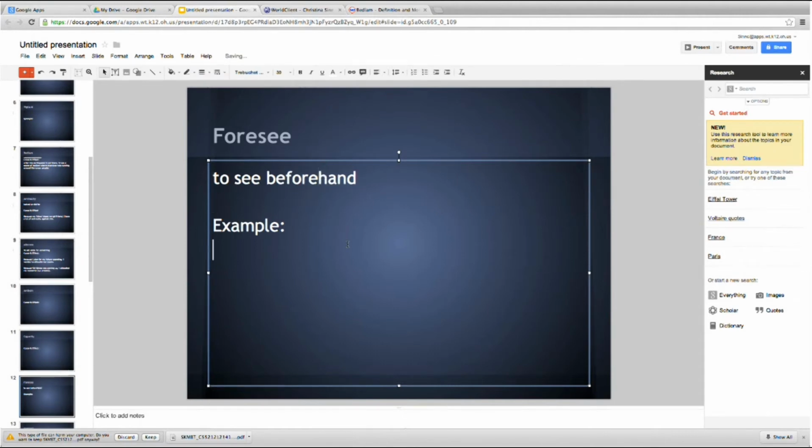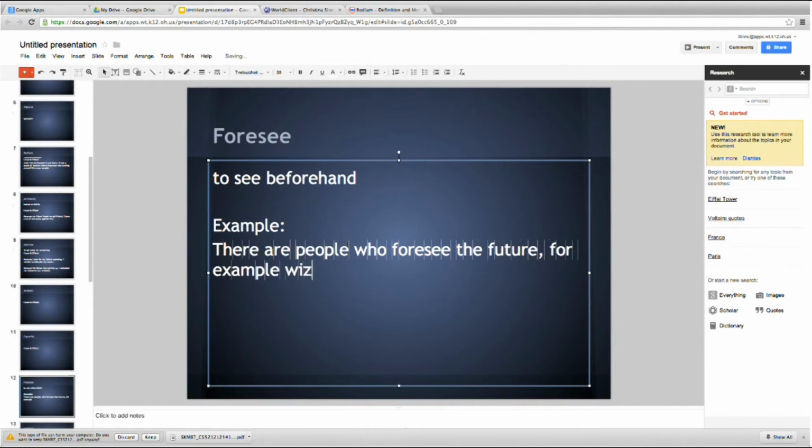All right. What could we have as an example of someone who foresees? Who are people who might foresee? A fortune teller? A wizard? Okay, so we might do this. There are people who foresee the future, comma. What were those key words? Also known as Kyle. For example, wizards, fortune tellers, or Kyle. Since he's the one who always... You added a Z in wizard. Oh, there's only one Z. There we go.